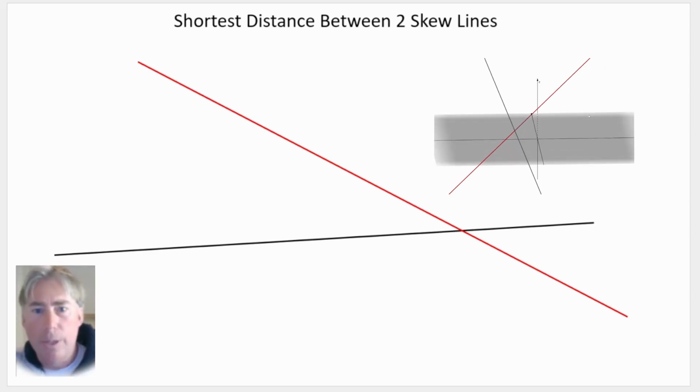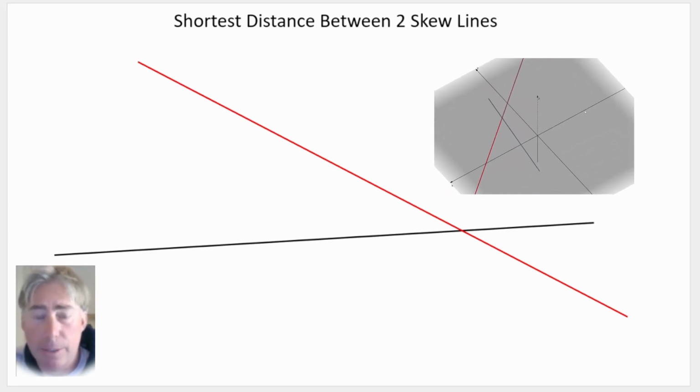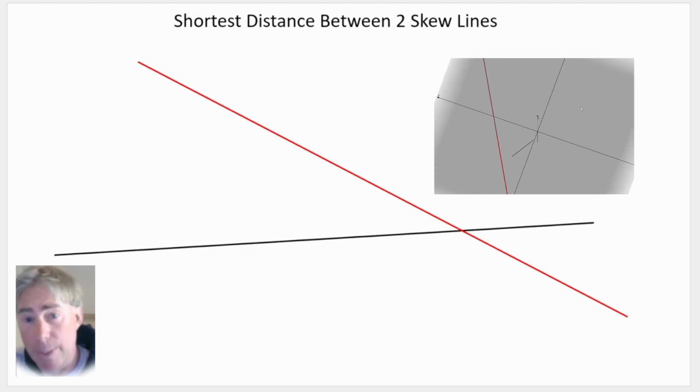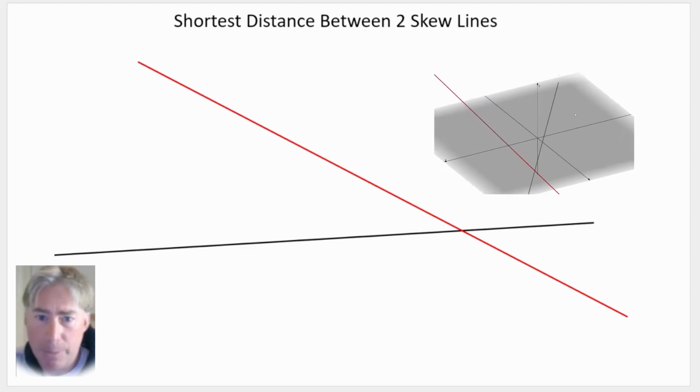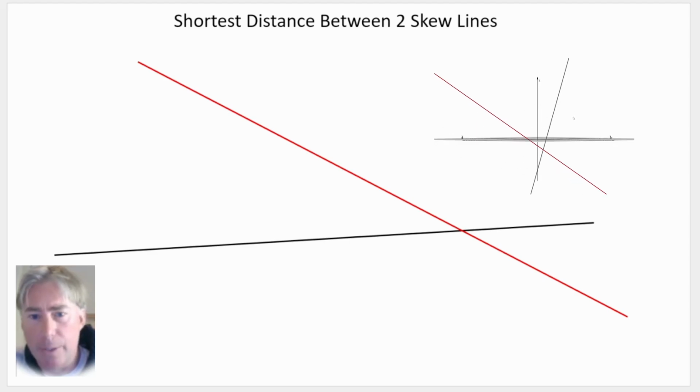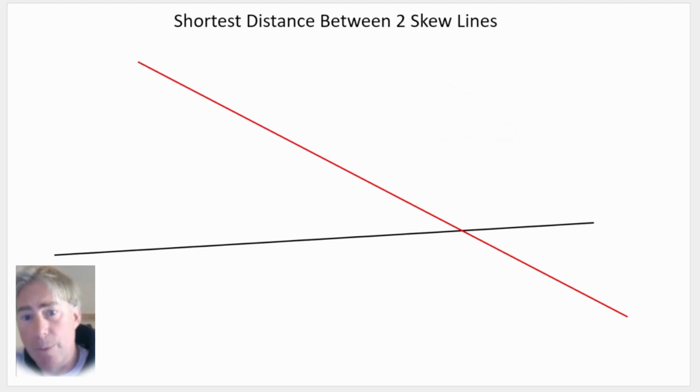Hi there. So we're looking at a situation where there are two lines in 3D space, two skew lines, a red line and a black line. This basically means that the lines do not meet and they're non-parallel. So we're going to try and find the shortest distance between those two lines.